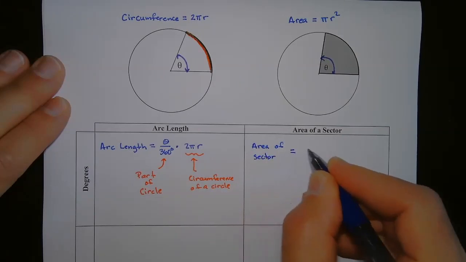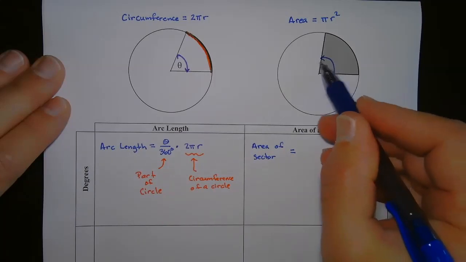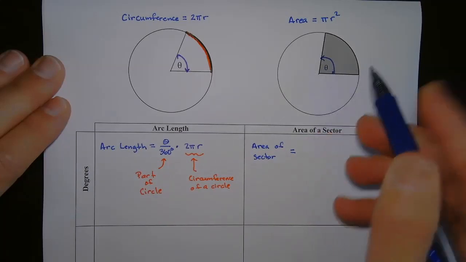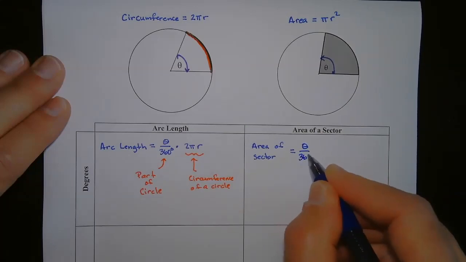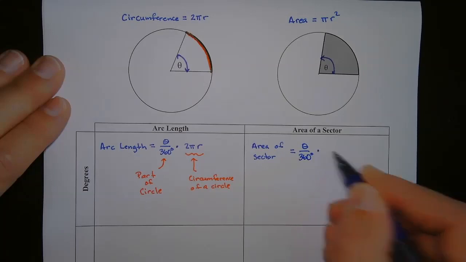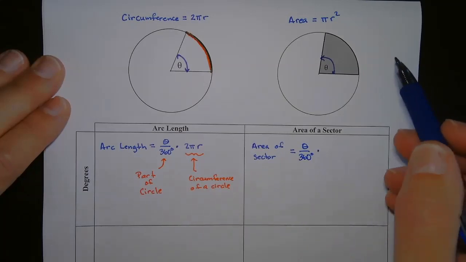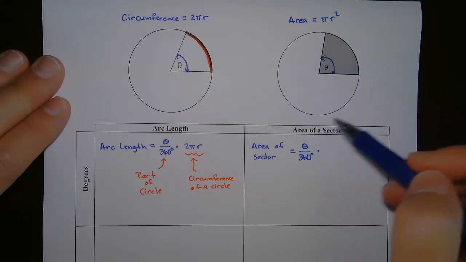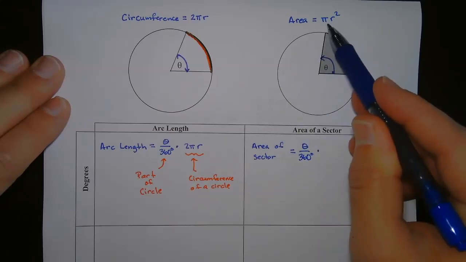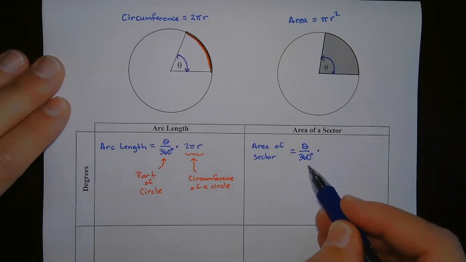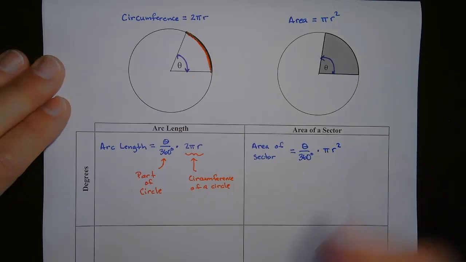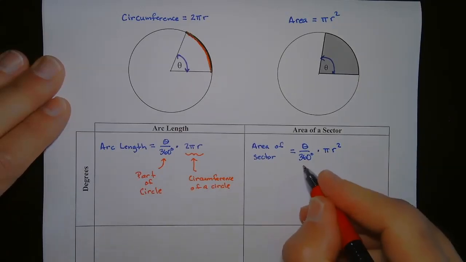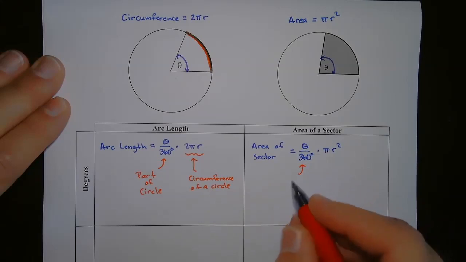So the area of the sector is equivalent to theta out of the entire rotation of the circle, which is 360 degrees. So this would be theta out of 360 degrees times the part of the entire area of the circle you have. The entire area of the circle is pi r squared. So this is theta out of 360 times pi r squared. Once again, this theta out of 360 degrees is the part of the circle that you have.